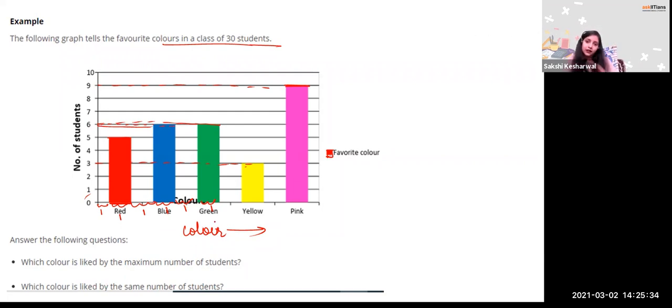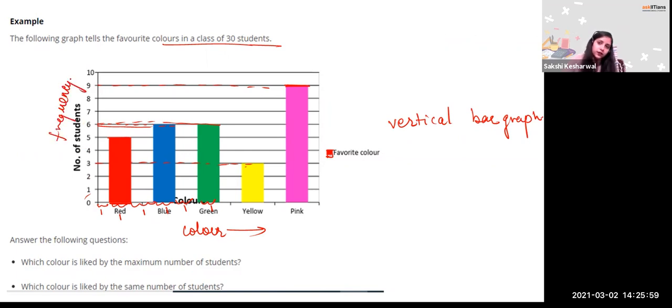So we represented the colors. We say that this is the horizontal line and this is the vertical line. So this graph is said to be a vertical bar graph, because the bars are vertical. Now you just see over here that the number of students is called the frequency.